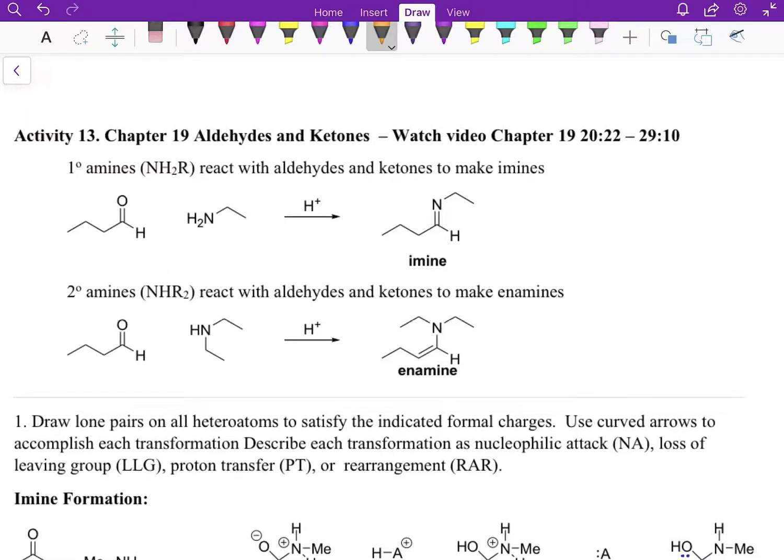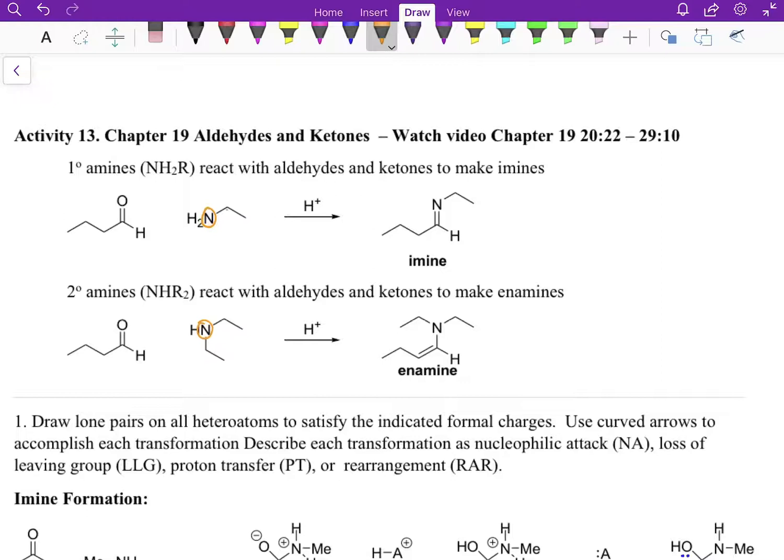This is activity 13, chapter 19, aldehydes and ketones. So we're going to be looking at primary and secondary amines. How do you know if you have a primary or secondary? You're going to look at the nitrogens here, and you're going to look at the carbons directly attached to the nitrogen.